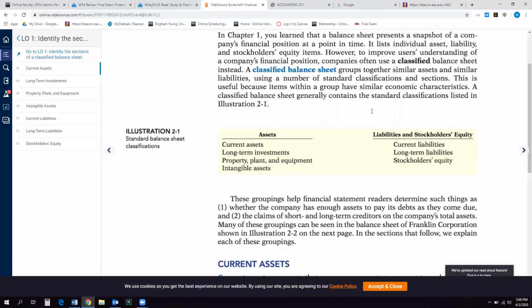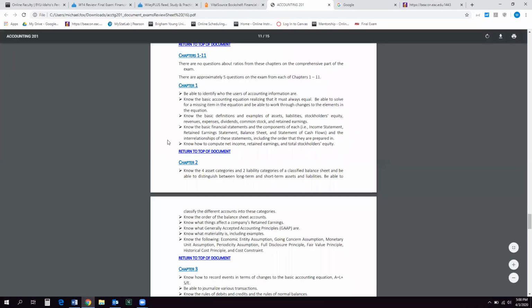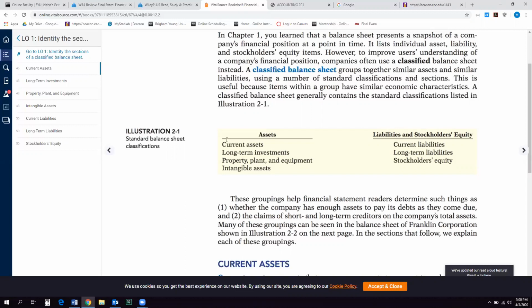And then our liabilities: current liabilities, or liabilities that are going to come due within the next year, and long-term liabilities, or liabilities that will be due more than a year out. The second one here is know the order of the balance sheet accounts. This is actually listed in that order. So current assets, then long-term investments, property, plant, and equipment, intangibles, current liabilities, long-term liabilities, and then stockholders' equity. So that's the order that they come in the balance sheet.